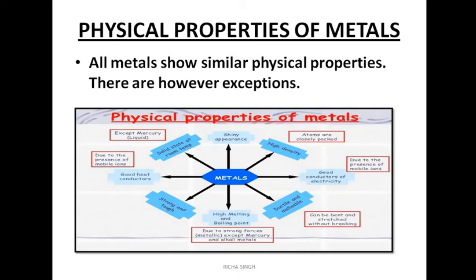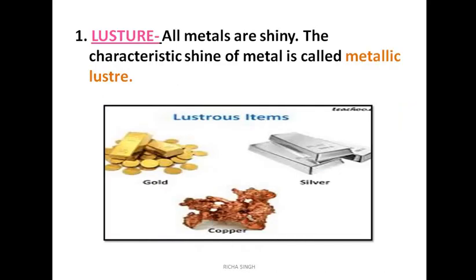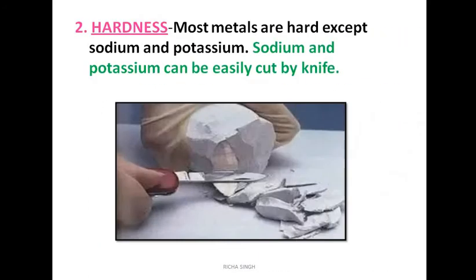Then they can be bent. Metals can be bent without breaking. They can be hammered, they can be made into wires, and many more such properties we are going to study in this video. So let's start with the first one. All metals are shiny, they have that luster in them. Hardness. Most of the metals are hard except metals like sodium and potassium.